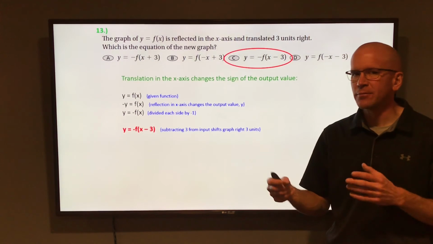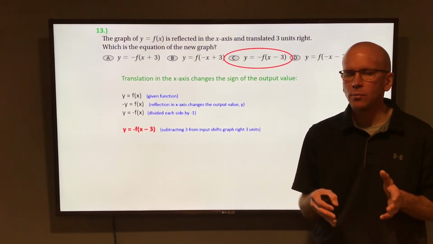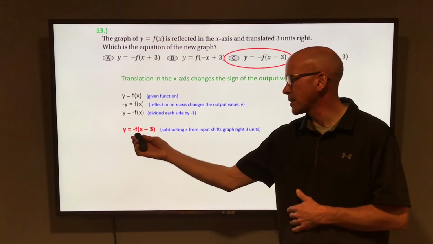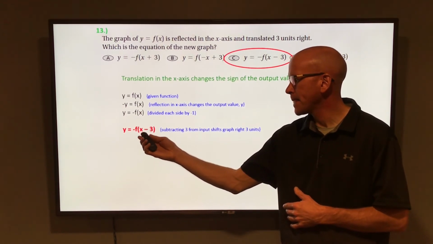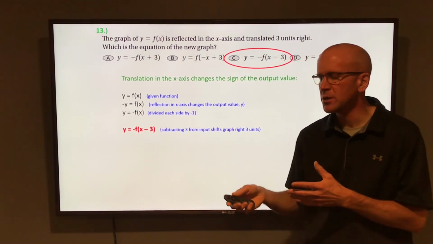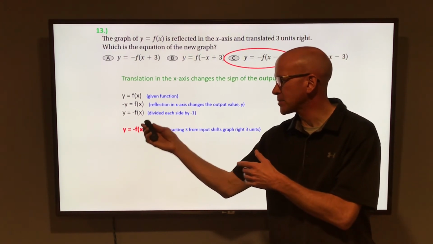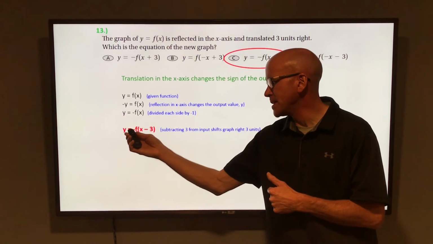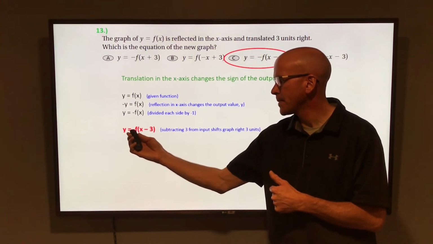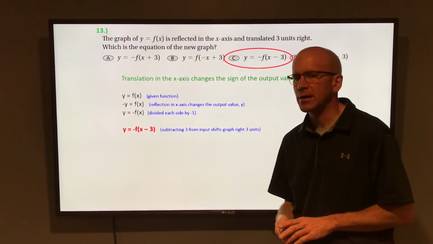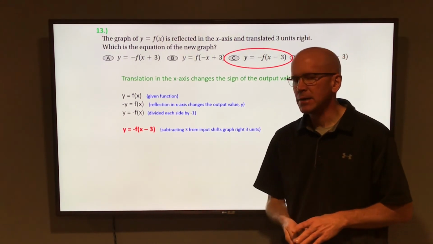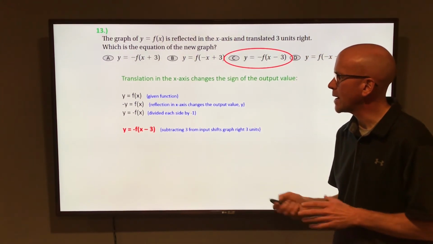When you subtract from the value of x, that shifts the graph to the right. When you add to the value of x, it shifts the graph to the left. So in this case, shifting to the right, it's going to be x minus 3. And we're subtracting 3 specifically from the value of x, so inside the parentheses is where you put the negative 3. So y equals the negative of f of x minus 3. The negative sign indicates a reflection over the x-axis, and the minus 3 indicates a shift to the right 3 units.